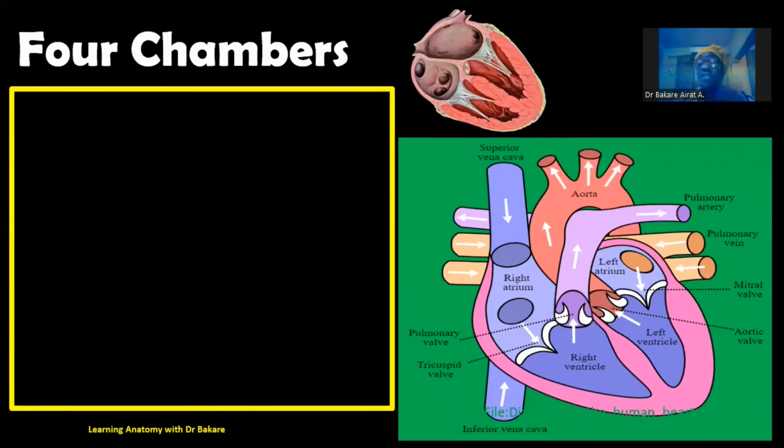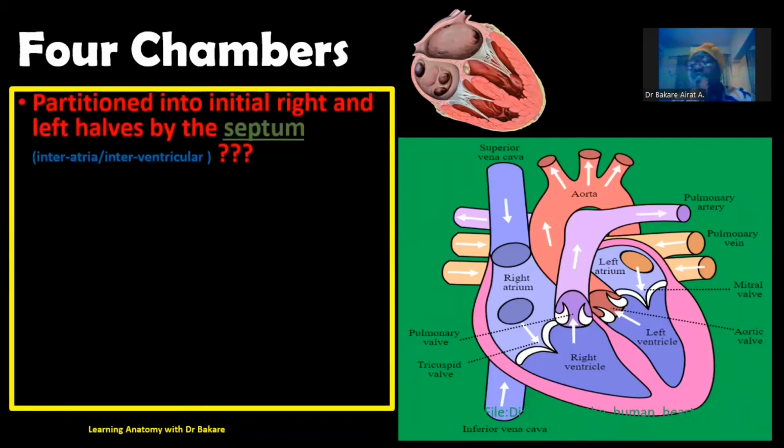The heart is further subdivided into 4 chambers. There's an initial division of the heart into the right and the left region by the septum. This is the septum. The septum is also further subdivided into 2. We have the interatrial septum and we have the interventricular septum. The interatrial septum is up here between the 2 atria, and the interventricular septum is between the 2 ventricles.